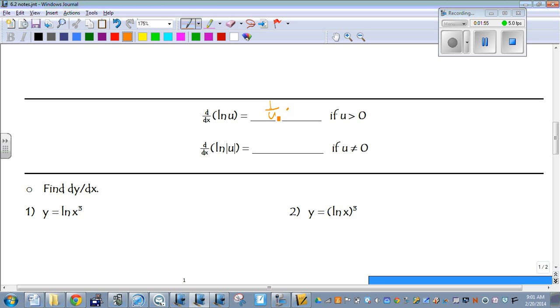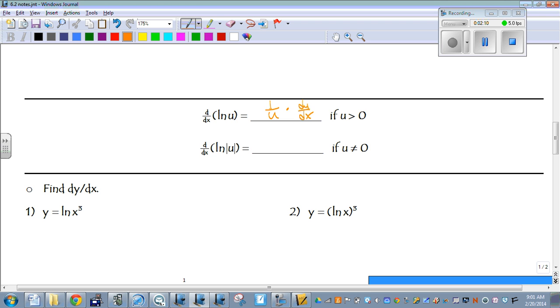But we have to use the chain rule. If this is in terms of x, we have to multiply by the derivative of that in terms of x. Right, so it's 1 over u times du dx, or 1 over u times the derivative of u with respect to x.